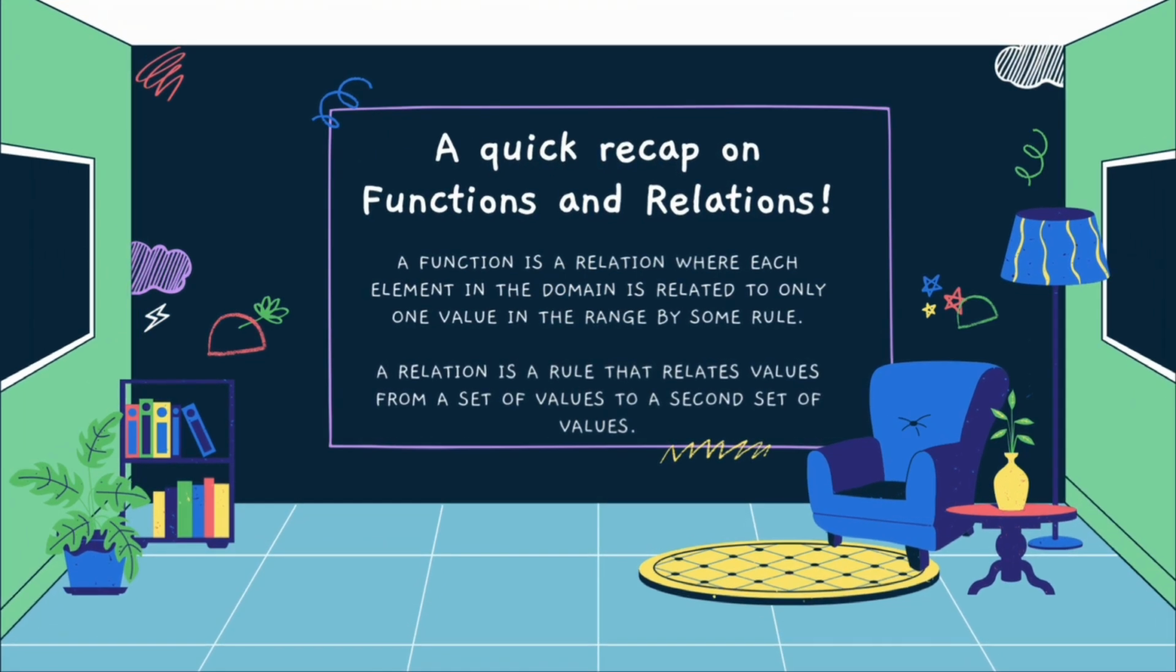As defined in the OmniKit, a function is a relation where each element in the domain is related to only one value in the range by some rule. A relation is a rule that relates values from a set of values to a second set of values. Just like humans, numbers and values have relations too. To make things short, a relation is called a function whenever the domain does not repeat itself, or when it does not relate itself to more than one value from the range.